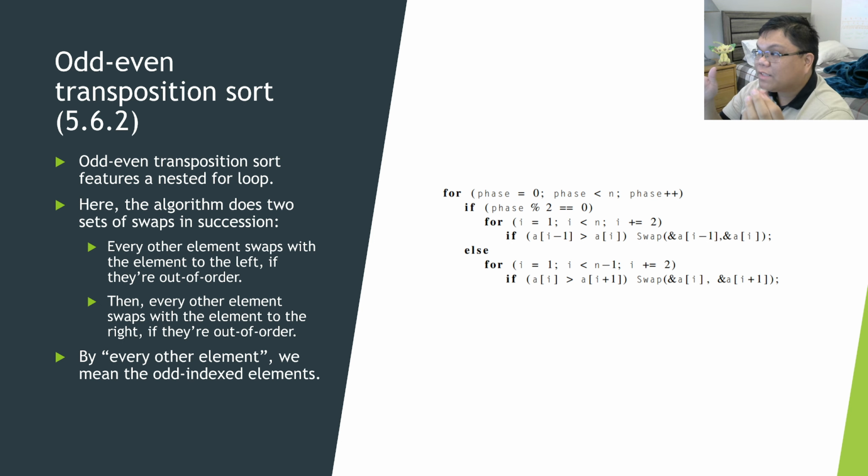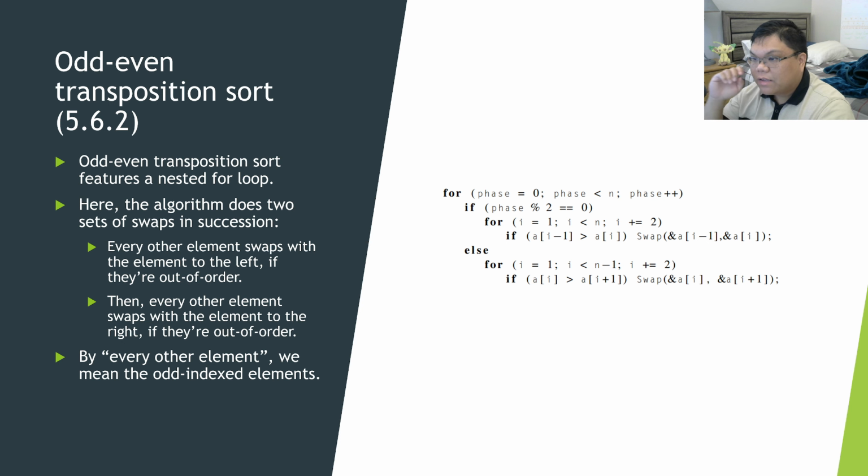Here, we don't swap between every possible pair of consecutive elements. Those elements are being swapped. It's going to be every other element, but it's going to be swapping with the element to its left or its right. By every other element, I mean the elements whose index is an odd number.